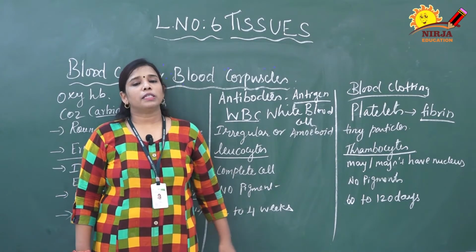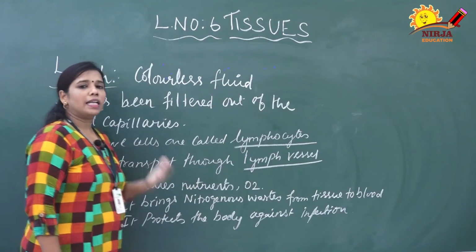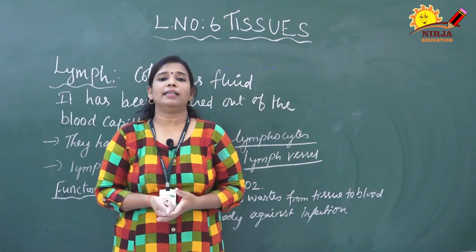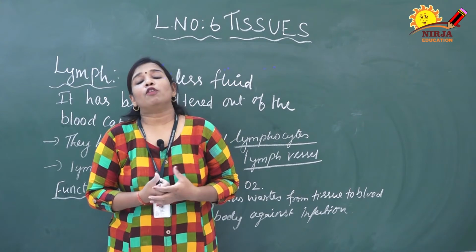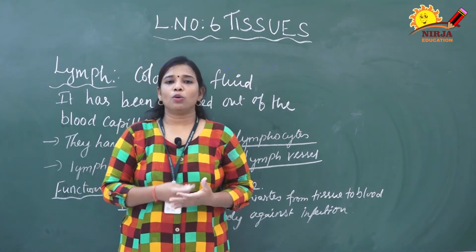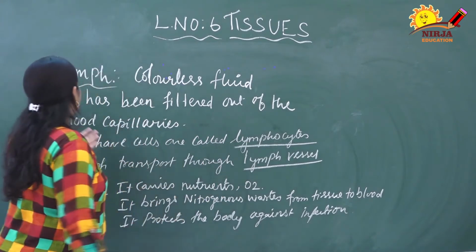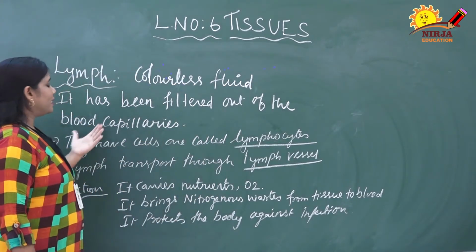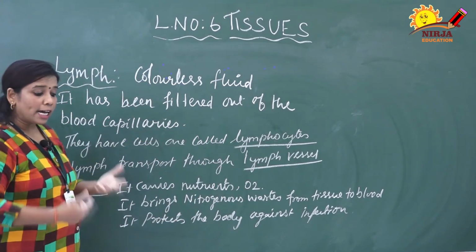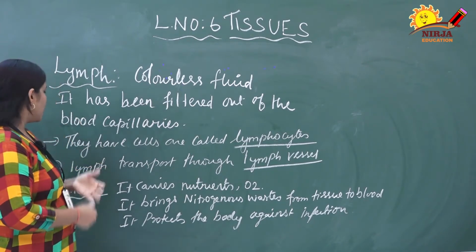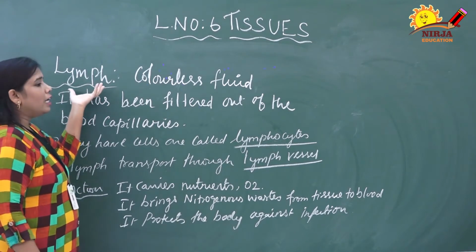Next we are going to discuss lymph. Lymph is a colorless fluid. Why? It is colorless because it does not contain any colorful pigment like blood. So that is the reason lymph is a colorless fluid. It has been filtered out of the blood capillaries. These lymphs are reabsorbed or filtered from blood capillaries. That fluid is called lymph.